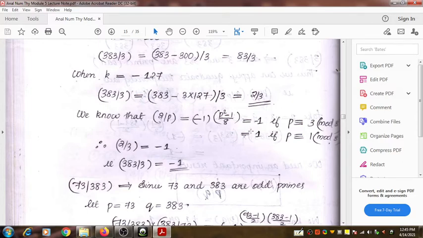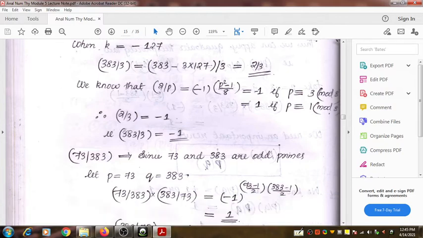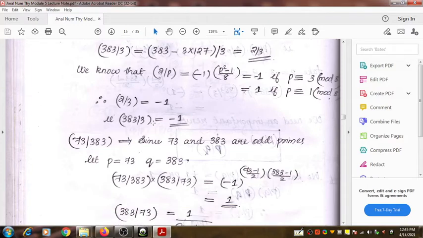That value equals minus 1 if p is congruent to 3 mod 8, and equals plus 1 if p is congruent to 1 mod 8, and therefore you get that (2 bar 3) is equal to minus 1. After verifying that this is the case, that p is congruent to 3 mod 8, then you get that 383 bar 3 is equal to minus 1.